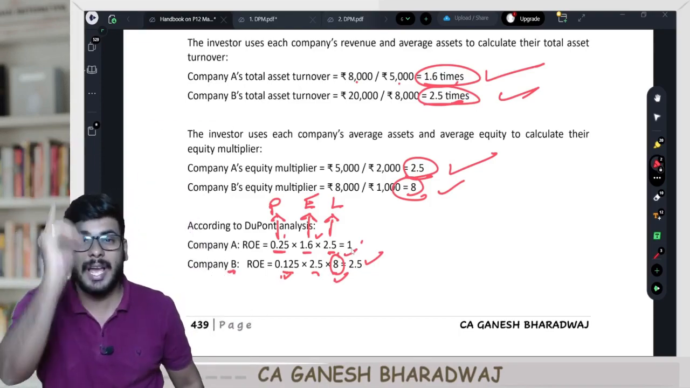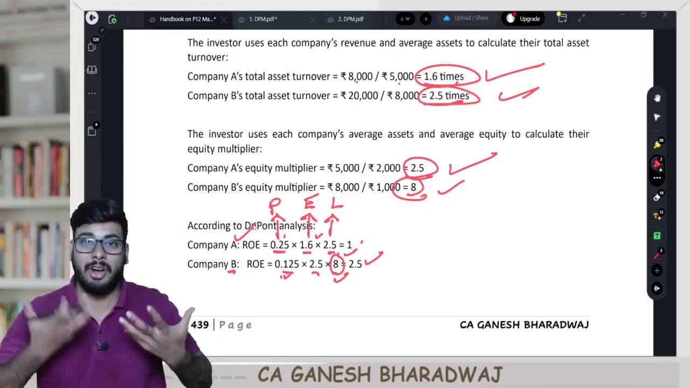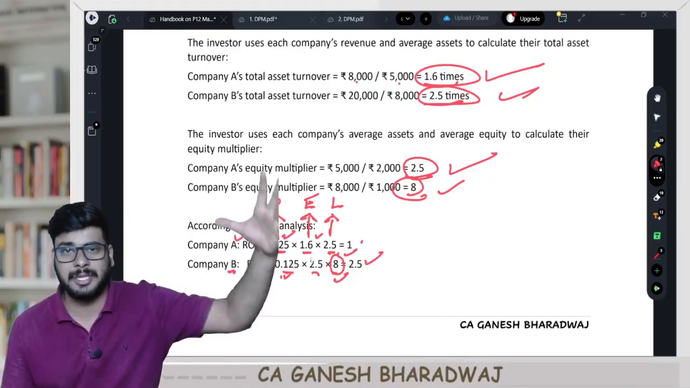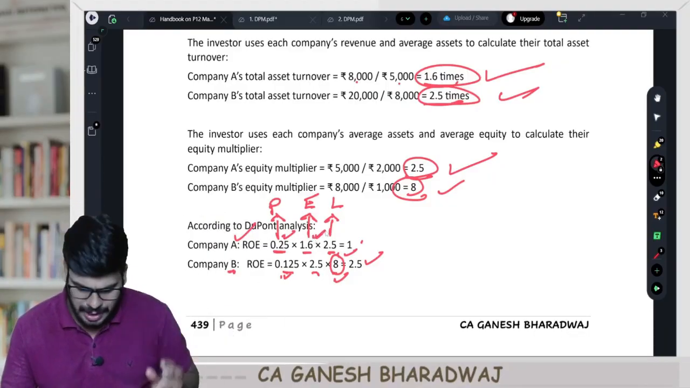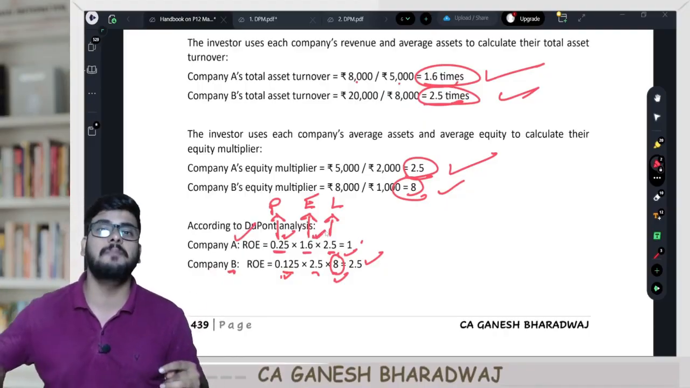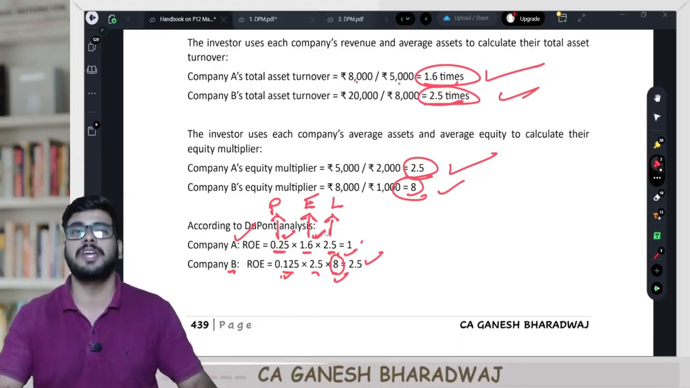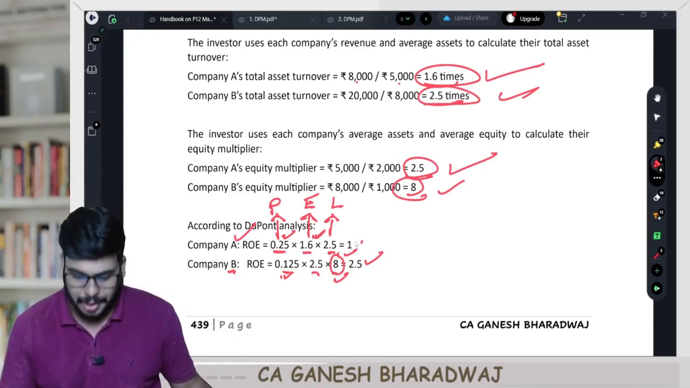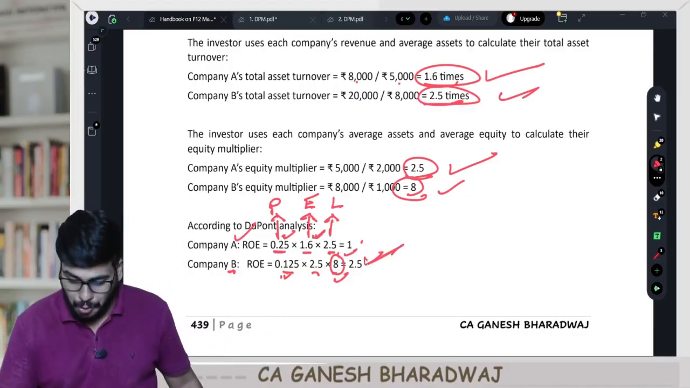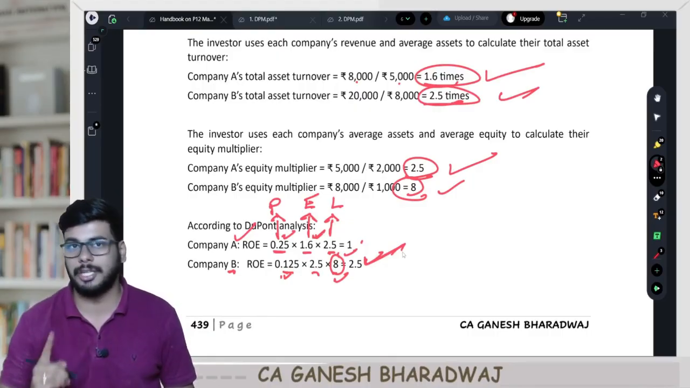Clear with this? So now any day I would prefer company A over company B. Why? Because company A is organically growing as compared to company B. Look at this. It's got 25% profitability, 1.6 times efficiency, and some decent leverage. They are also making use of the leverage effect, but they are not dependent completely on leverage for reporting their return on equity. Clear with this, guys? This is why DuPont analysis is very important. If you do not use DuPont analysis, you would have gone for company B. Whereas DuPont analysis clearly gives a breakup of how you have arrived at the return on equity, and it says if a company is heavily dependent on leverage, do not go for that company. It's a caution.